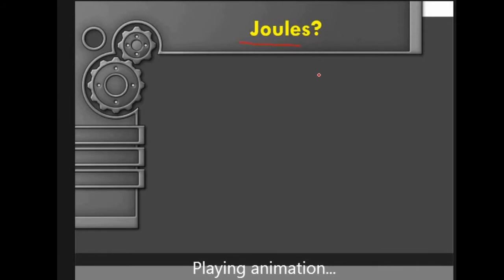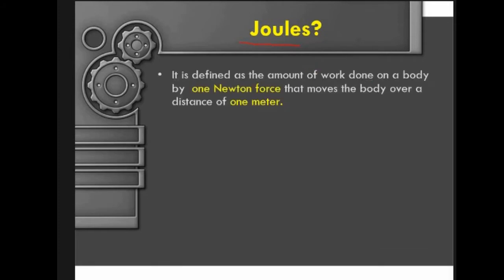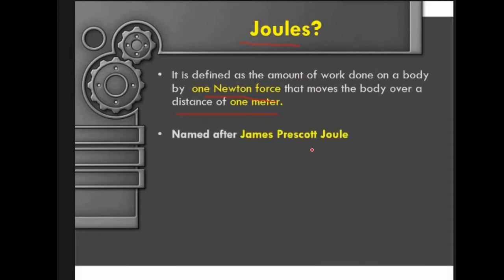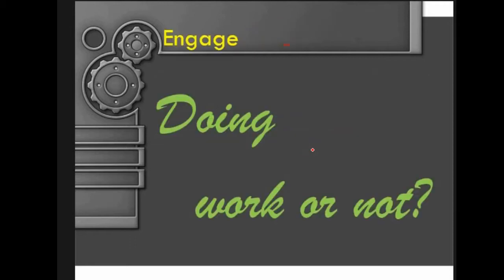So what is a joule? A joule is defined as the amount of work done on a body by 1 Newton of force that moves the body over a distance of 1 meter. It is named after James Prescott Joule.